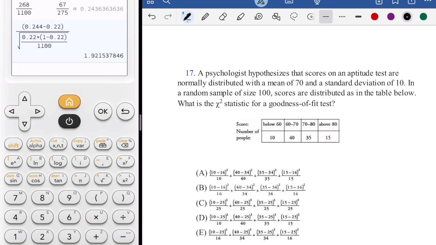A psychologist hypothesizes that scores on an aptitude test are normally distributed with a mean of 70 and standard deviation of 10. Random sample of size 100. Scores are distributed in the table below. The chi-square goodness of fit test. So again, you can do it in the calculator and then check each one of the choices.